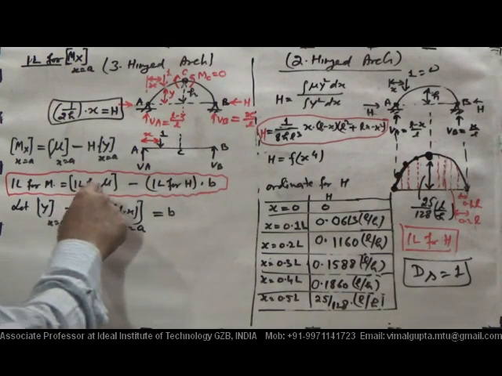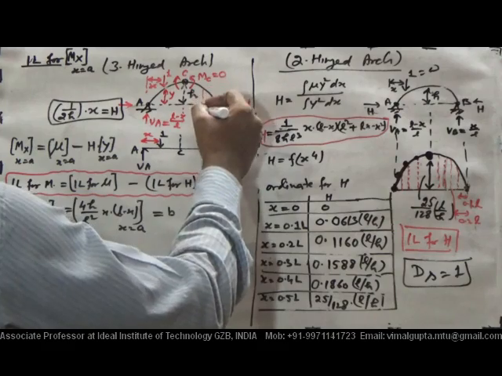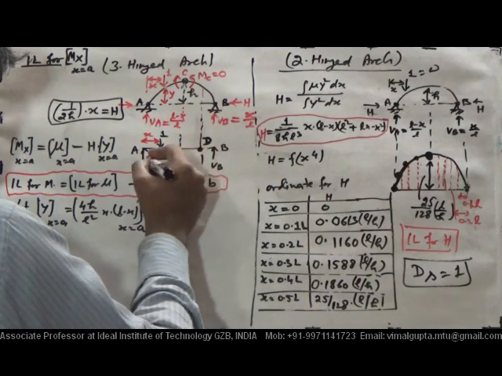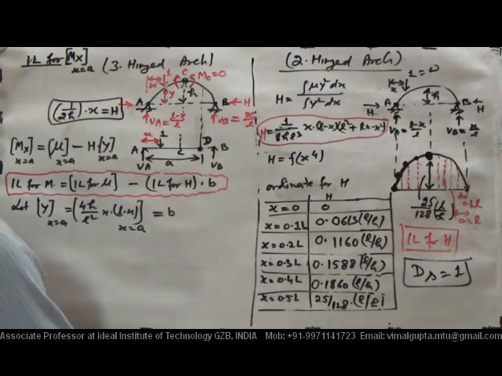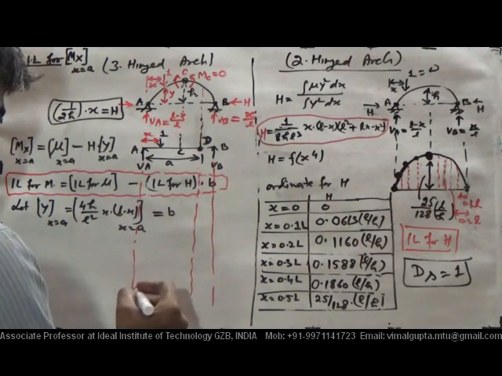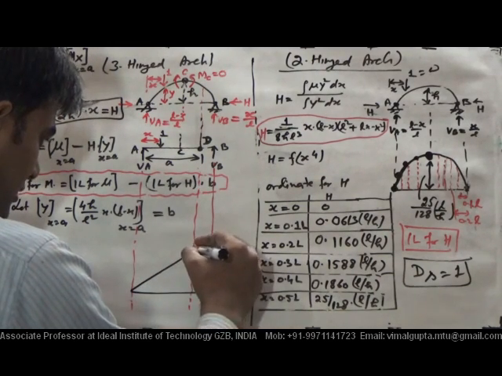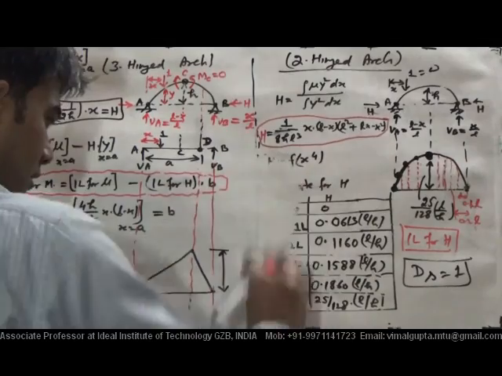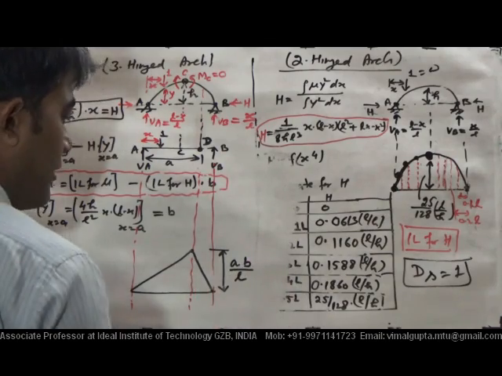So to have the IL for any point, if our point of interest is D, and it is at a distance a from here, then what is the IL for the beam moment for this beam? We know very well what that value is. If this is a and this is b, it will be a into b divided by L. That is the value.